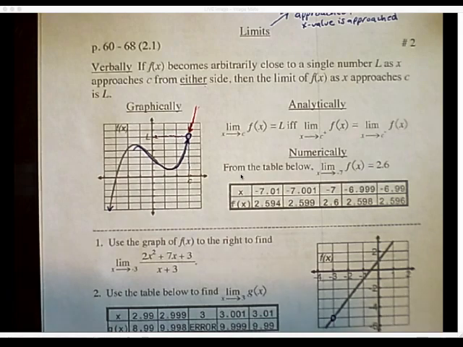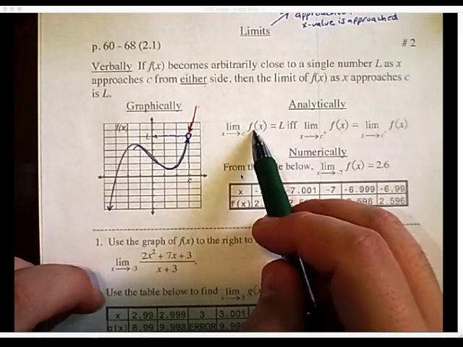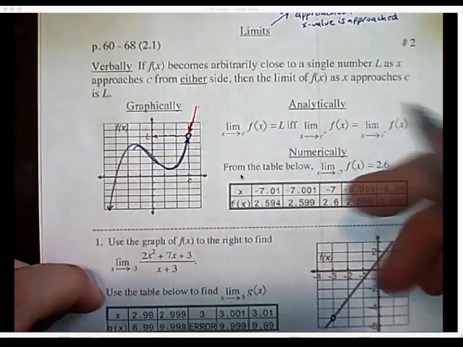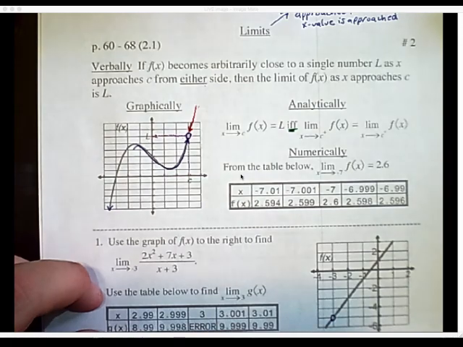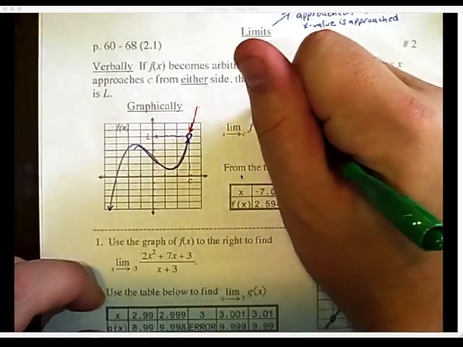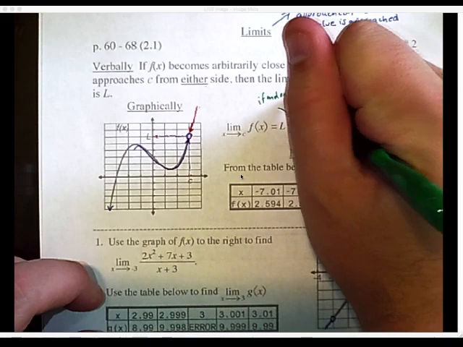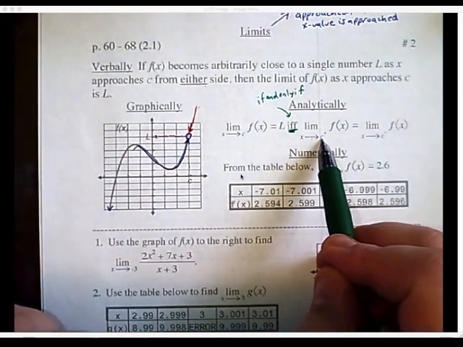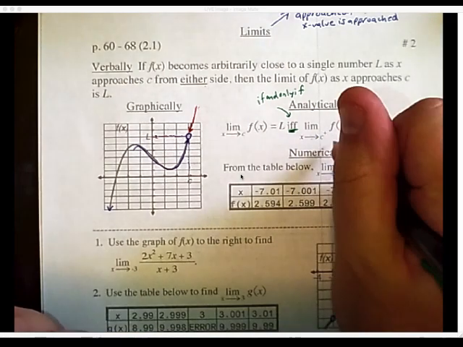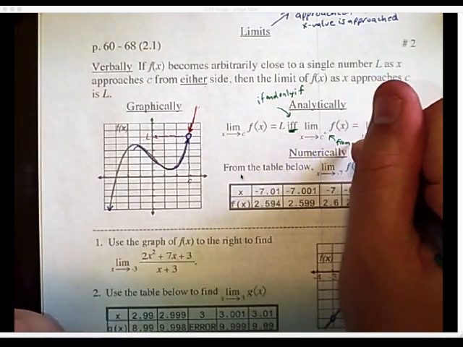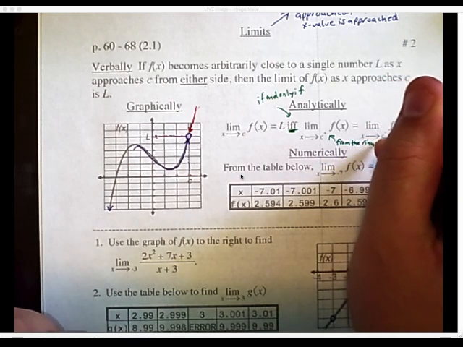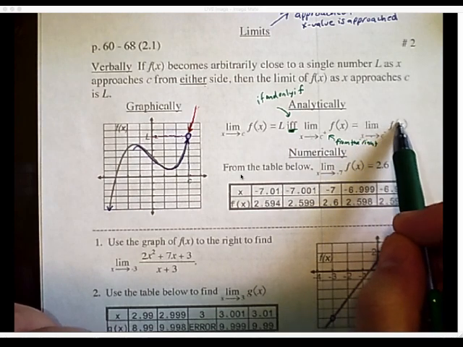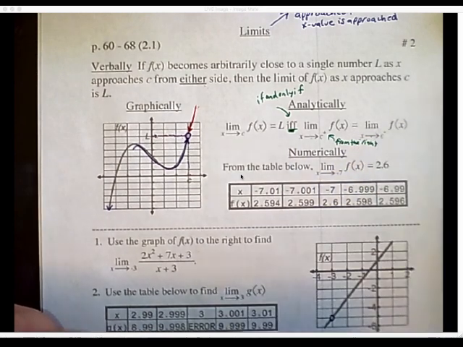Now, analytically, it says the limit of a function as x approaches a certain number equals this y value, and then there's this notation that says IFF, which stands for if and only if. That's a two-way conditional. Only if the limit as x approaches c with a little plus sign, which means from the right, equals the limit of f of x as x approaches c from the left.